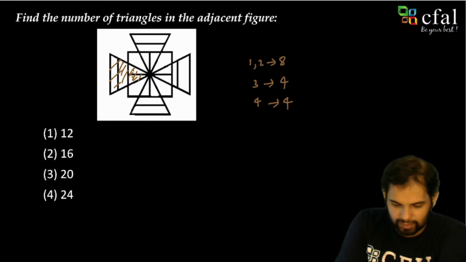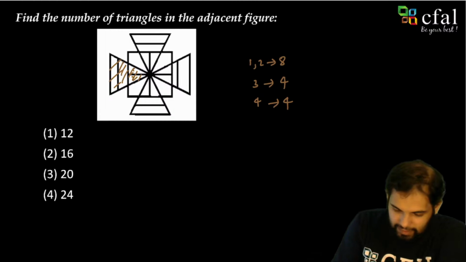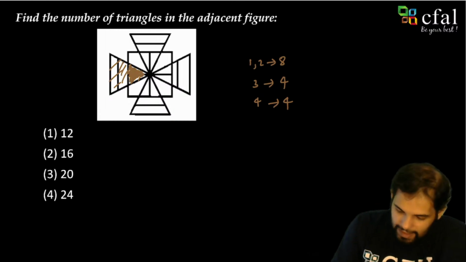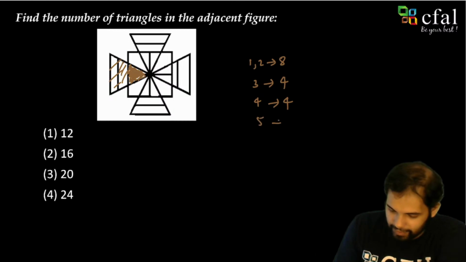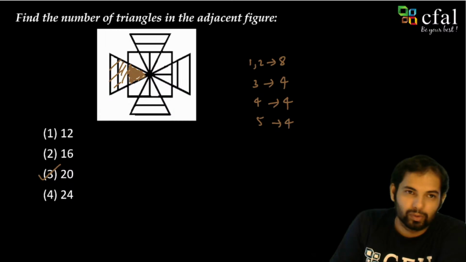Yes, sir. We count those 1 and 2, right? We have to include the whole. Yes, that's it. So if you had seen, this entire thing I had taken as separate, right? So even this is a triangle here, right? So the last, I'll name it as number 5. There are 4 triangles. So the answer is 20.